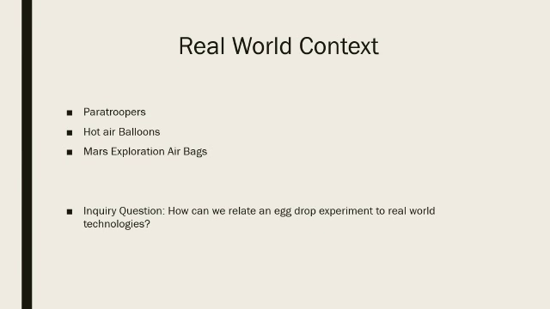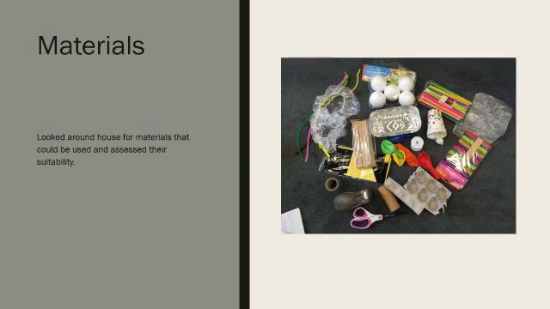So now we're just going to go through our design process. We started with the investigation process and we brainstormed some links to our product through real-world context. We came up with links such as paratroopers, hot air balloons, and the Mars exploration vehicle with airbags. We posed an inquiry question to the students, which was, how can we relate an egg drop experiment to real-world technologies? These are the materials that the students were given to choose from. We tried to include a range of materials.